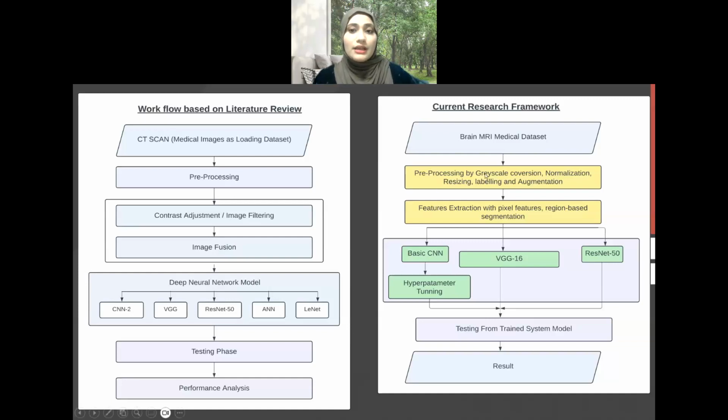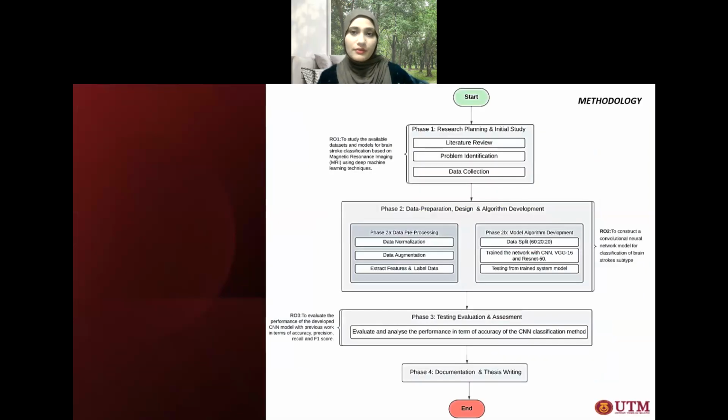So over here we are going to do the pre-processing by grayscale conversion, normalization, resizing, labeling, and data augmentation, of course. Then further on, we will do feature extraction, where we will label our images, region-based segmentation, and pixel features. And then we will perform the model architecture by using CNN, VGG16, and ResNet50. Then from the basic CNN, we will do the hyperparameter tuning. Then we will test the trained model and we will record the results.